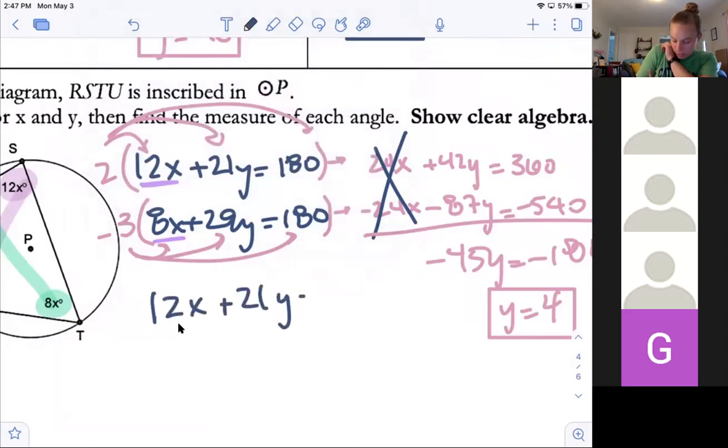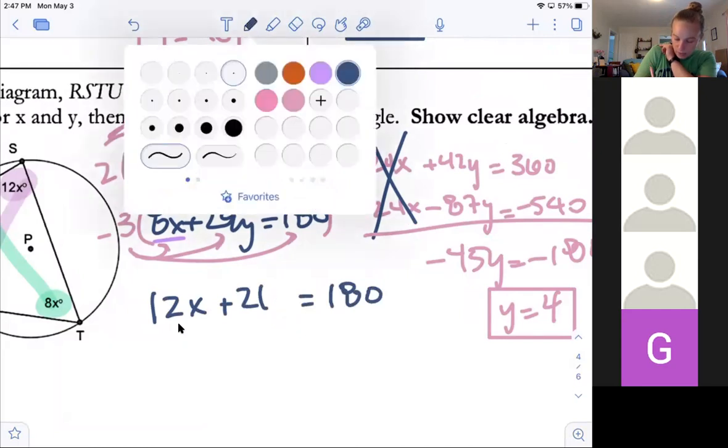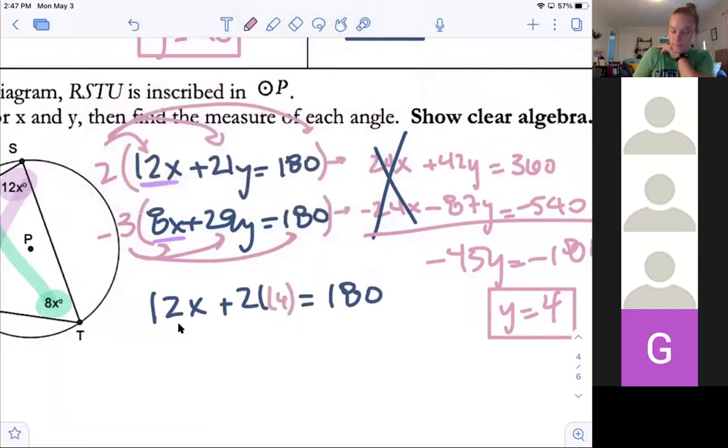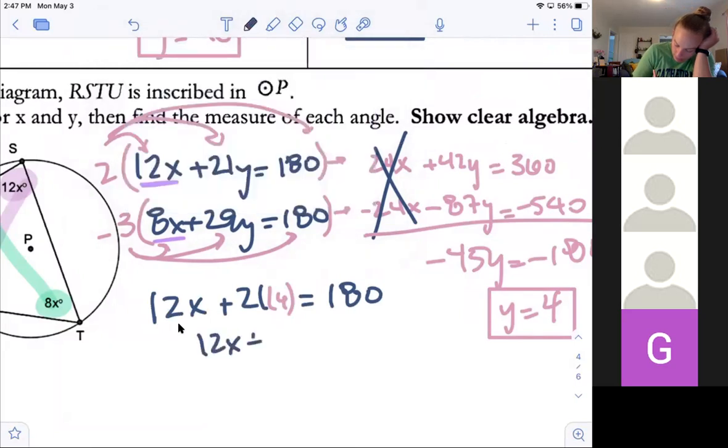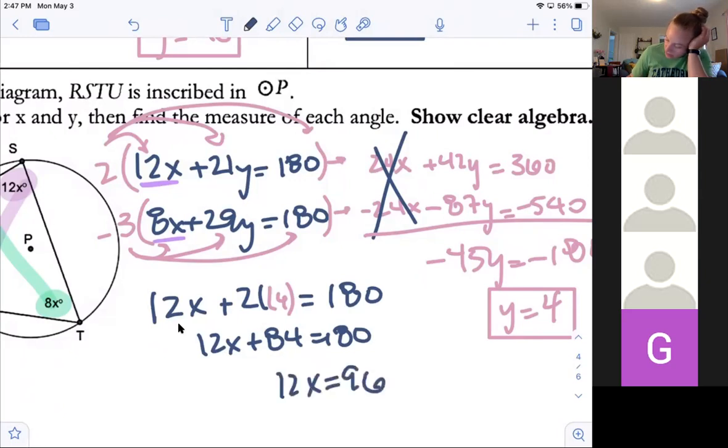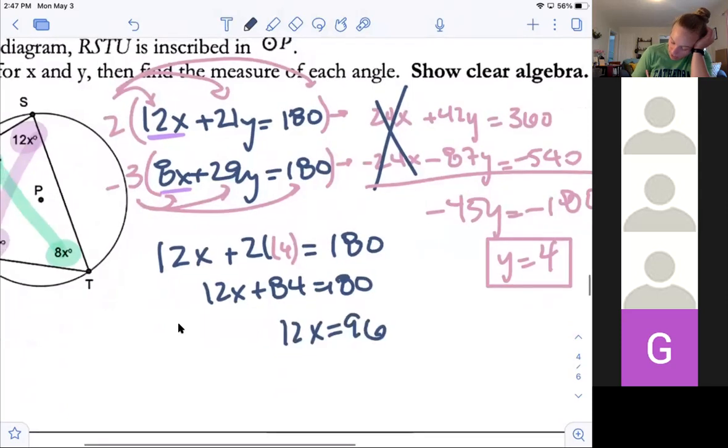So I've got my first equation again, but instead of writing y, I'm going to multiply by 4. So I've got 12x plus 21 times 4 equals 180. So I've got 12x plus 84 equals 180. I'm going to minus 84 from 180, and I'm going to get 96. And then 96 divided by 12 is going to be 8.